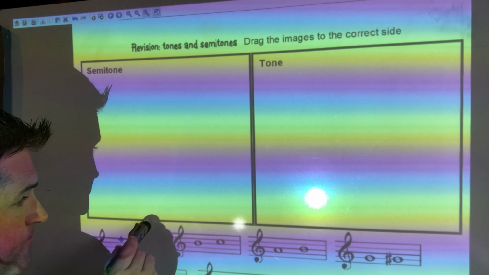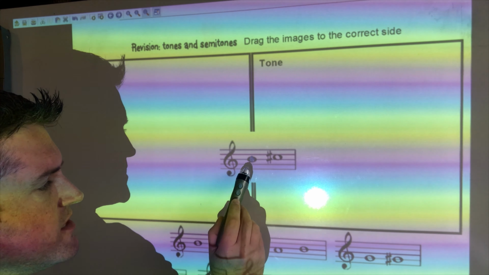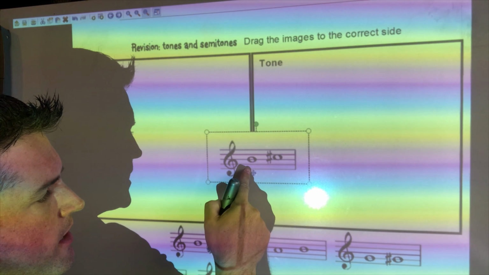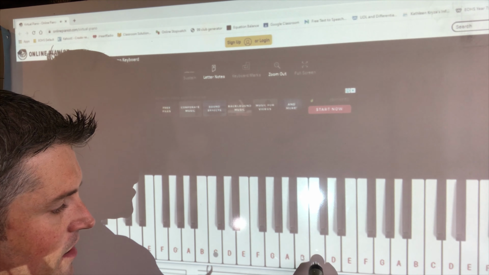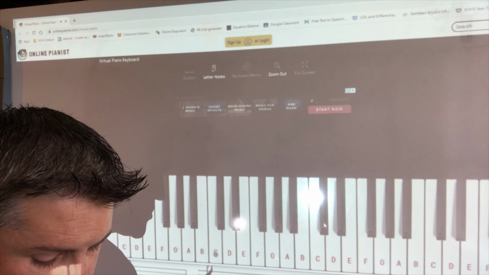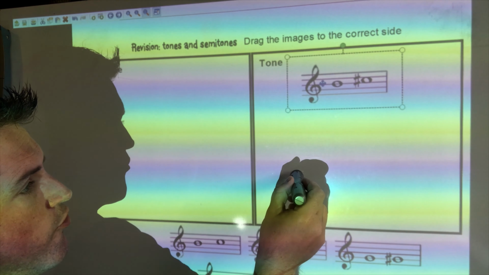Now this first one, let's have a quick look at this. Is it going to be a semitone or is it going to be a tone? That is a B going up to a C sharp. Let's have a quick look. B, C sharp, going 2 semitones in distance. That is going to be an example of a tone. Boom, up here, ready to go.